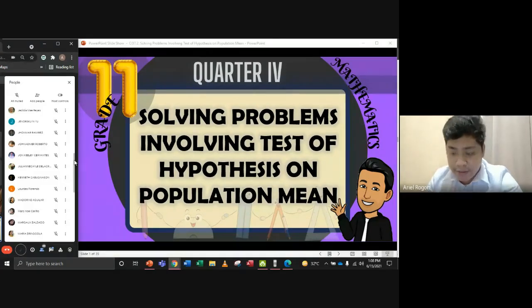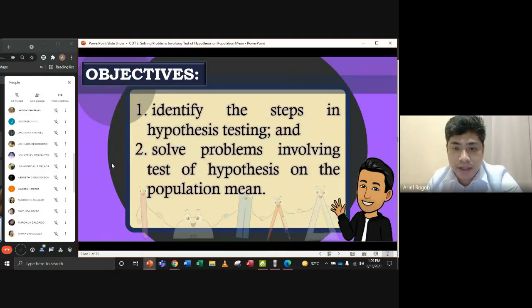Okay, to start our discussion today, let me read first the objectives for our lesson. This is the integration of what we have discussed in the previous discussion. To integrate all the topics that we already discussed, we are going to apply it by identifying the steps in hypothesis testing and solve problems involving tests of hypotheses on the population mean. But before that, let's begin our day with this game.